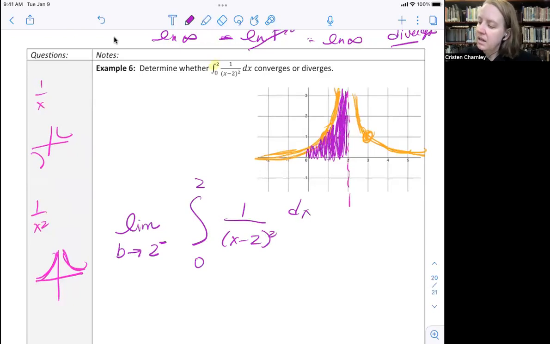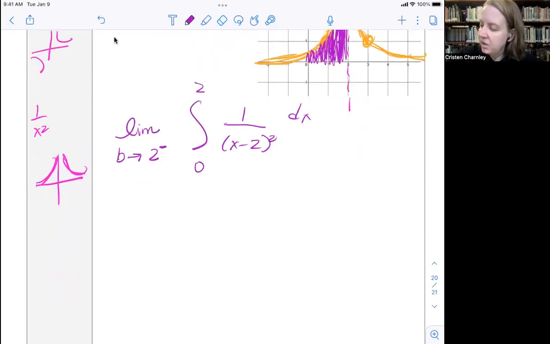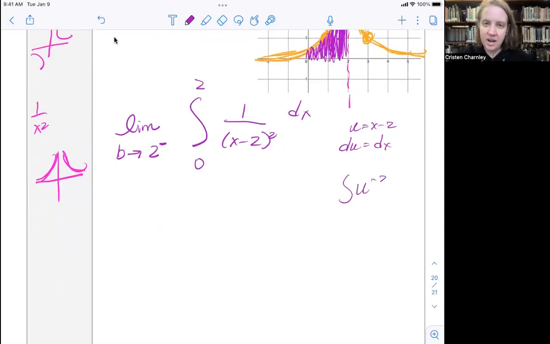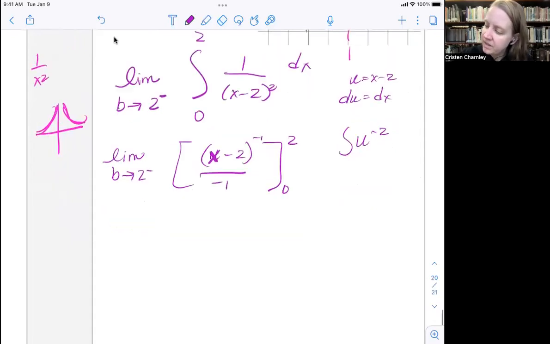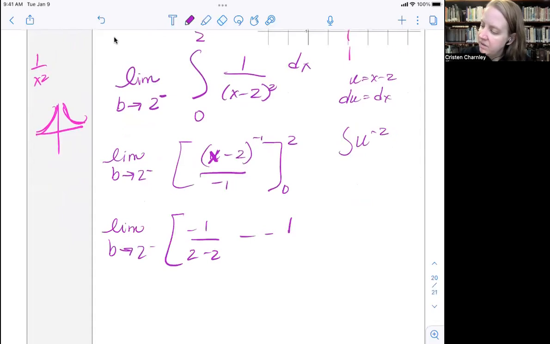All right, technically we probably have a little u substitution in here where u is x minus 2, du is dx. This is going to be the integral of u to the negative 2 if I bring it to the top, so we'll take that whole expression to the negative 1 and divide by negative 1. If you need a second to do that on the side, that's completely fine. But I'm going to keep going here and keep things in terms of x. So this is between 0 and 2. So now we have the limit as b approaches 2 from the left, negative 1 over 2 minus 2 minus negative 1 of 0 minus 2.